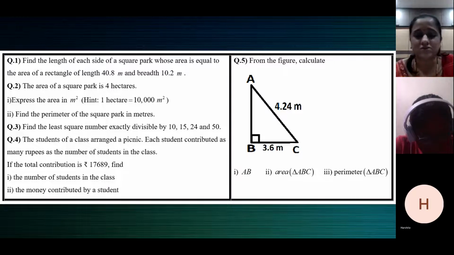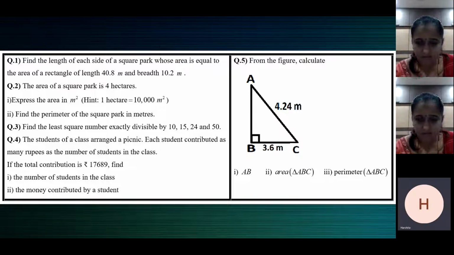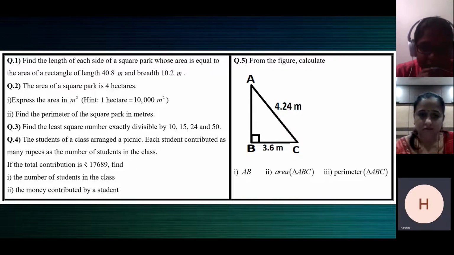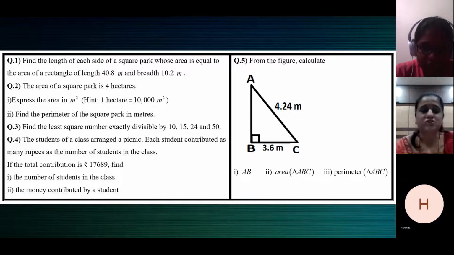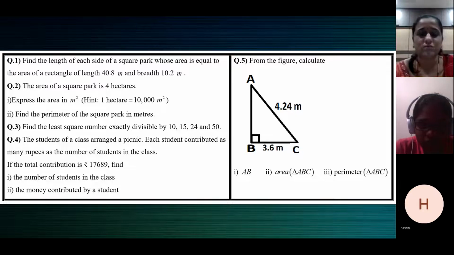So what are the two figures in the question, children? Nandana and Harshita, what are the two figures in the question? Ma'am, first they gave a rectangle, and then there is a square. Yeah, the two plane figures mentioned in the question are a rectangle and a square park.